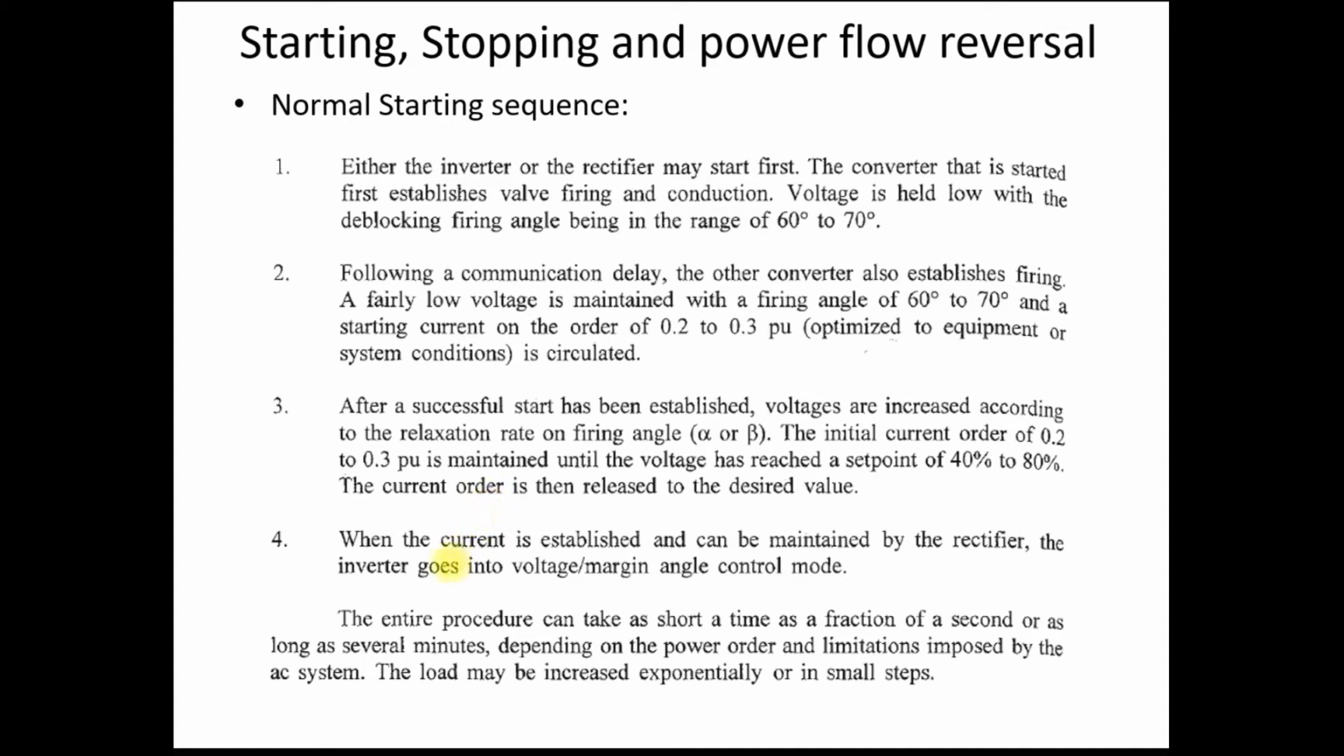And the fourth step is when the current is established at the desired value and maintained by the rectifier, the inverter goes into the voltage or margin angle control mode. Again, repeating this fourth point: when the desired current order you provided in the third step is established and maintained by the rectifier, the inverter goes into the voltage and margin angle control modes. So those are the four steps to start any HVDC system.